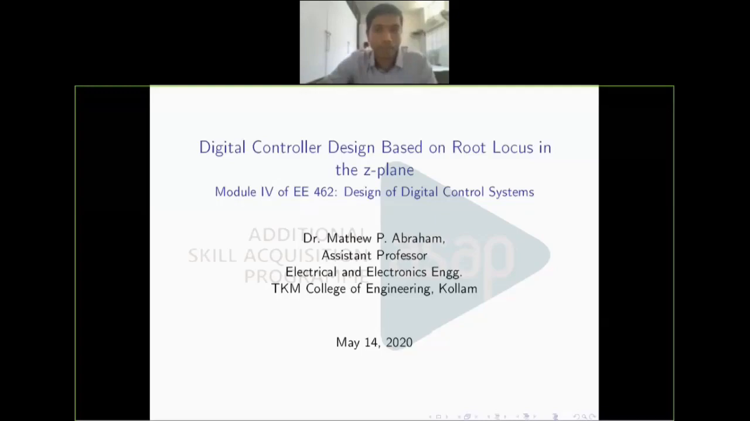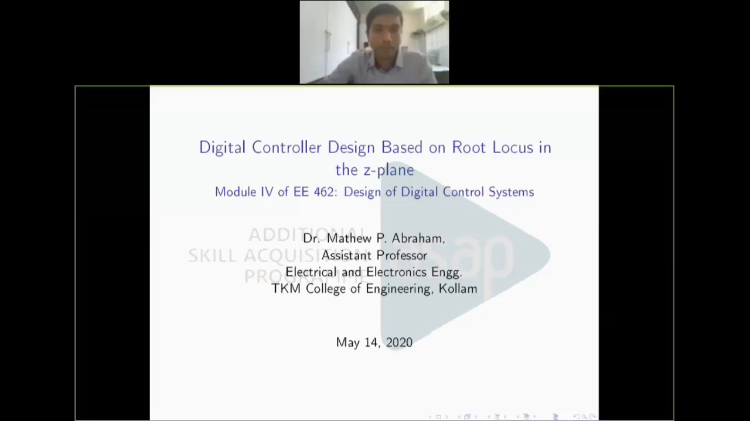Since you already know about the root locus design in the continuous time case in the S plane, it's not very hard to understand the root locus in the Z plane. But the critical thing is to understand the key differences between a controller design in the continuous domain case as well as the discrete domain case.